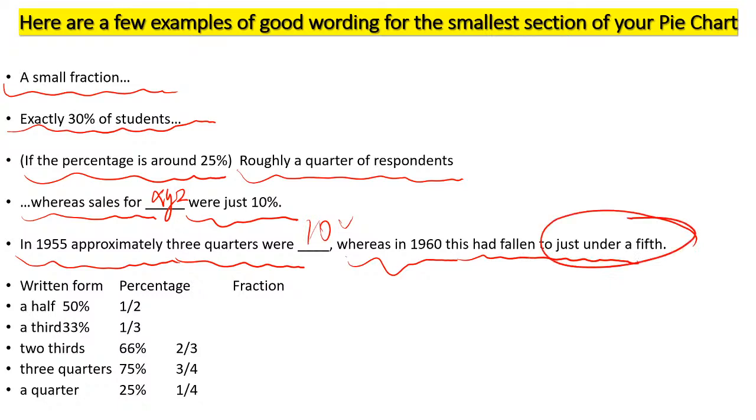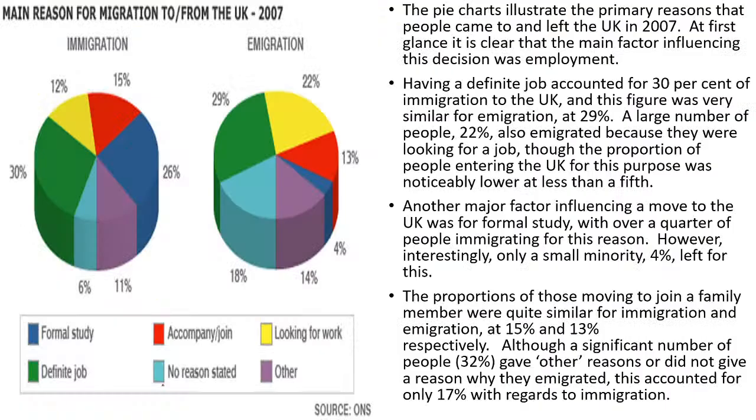Further, there are written forms of percentages and fractions. You can talk about a half if it is 50%, a third if it is 33%, and three quarters if it is 75%, a quarter if it is 25%. Further, if it is 60%, you can write two thirds, three quarters you can write three fourths, and if it is one quarter, you can talk about one fourth. Further, now let's look at the main pie chart.